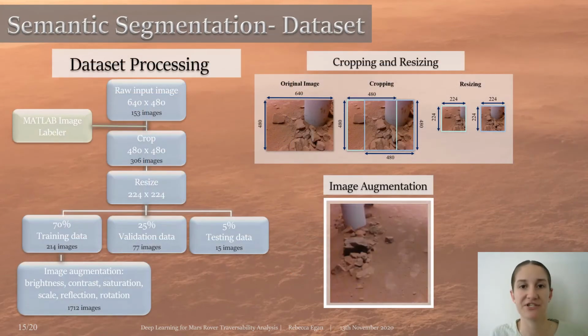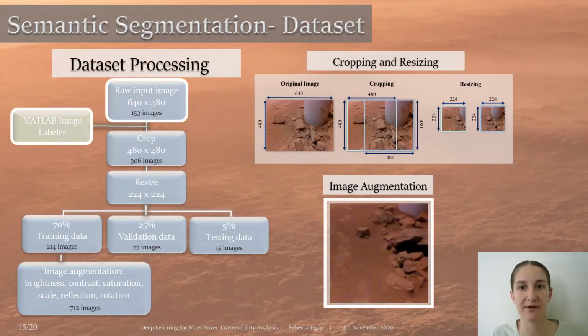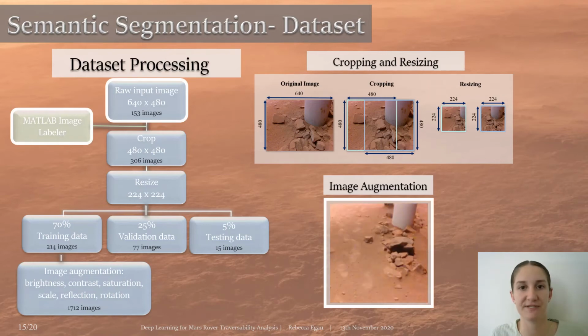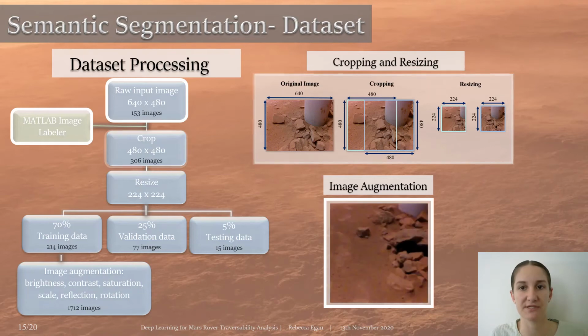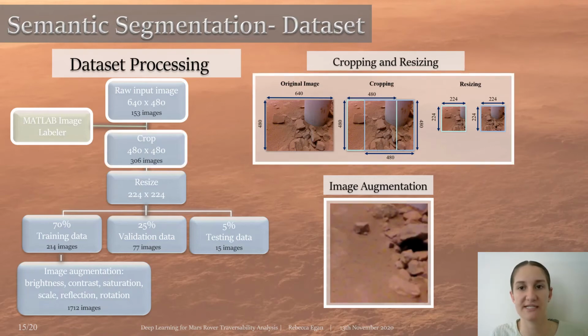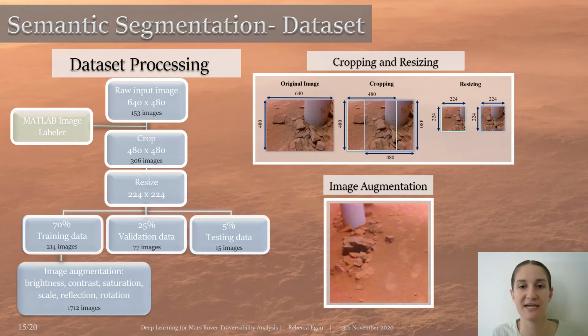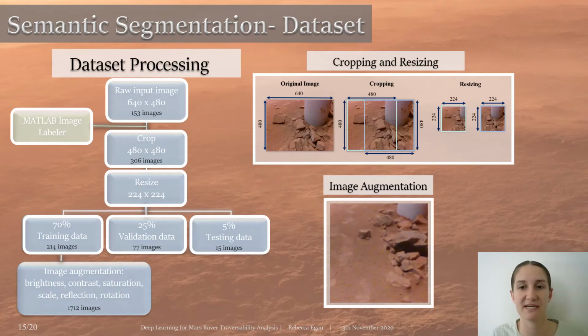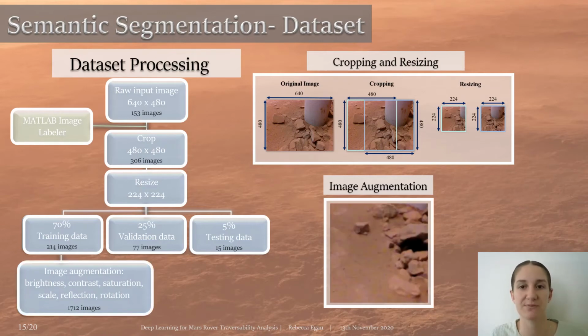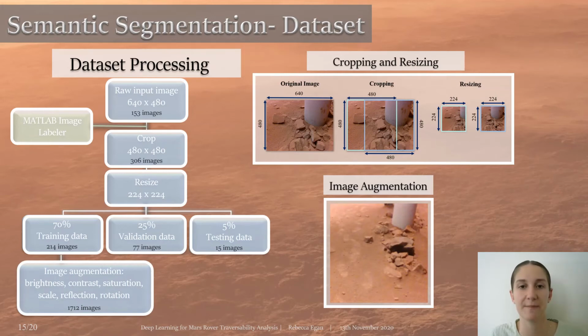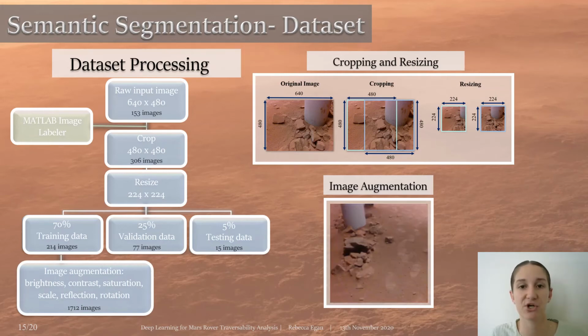The RGB images were labelled using the MATLAB image labeler, producing a raw dataset of 153 images and corresponding labels. Each image and label was then cropped into two 480 by 480 segments and resized to 224 by 224. The dataset is split into 70% training, 25% validation, and 5% testing data. Due to the relatively small dataset, image augmentation was implemented to avoid overfitting by introducing variation in brightness, contrast, saturation, scale, reflection, and rotation.